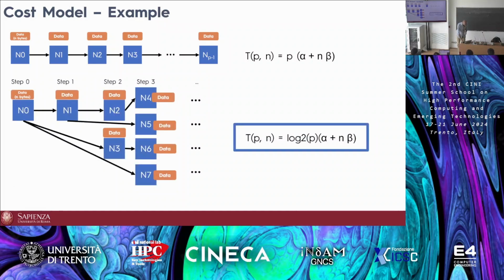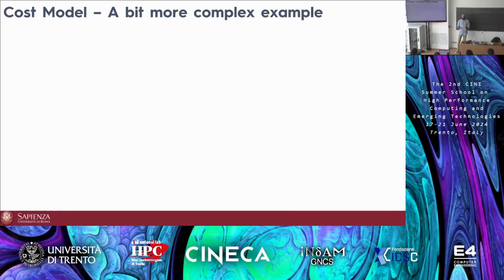Okay, this one is the best one. Let's see a little bit more complex thing. Here the answer was clear. It was log p, it's smaller than p minus 1, it's fine. That's not always the case. I will not show you the algorithms, but I will just show you the models. Trust me that these are real models of algorithms which are used in practice.